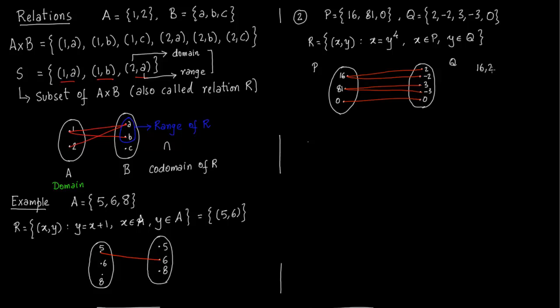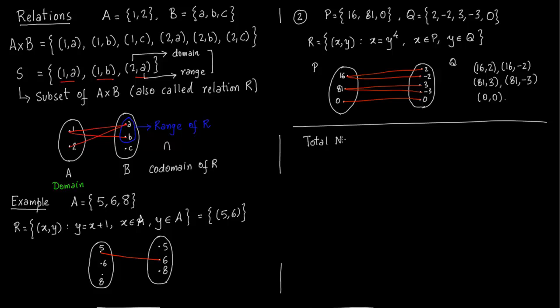So the subset of the Cartesian product which we are getting is (16, 2), (16, minus 2). So this is a subset of the Cartesian product. Obviously the Cartesian product also contains elements like (16, 3) or (16, minus 3), but that is not in this relation. This relation is a subset of the big Cartesian product. The Cartesian product would have 3 times 5, 15 elements, and we are writing only 5 elements in the relation. So the 5 elements were (16, 2), (16, minus 2), (81, 3), (81, minus 3) and (0, 0).